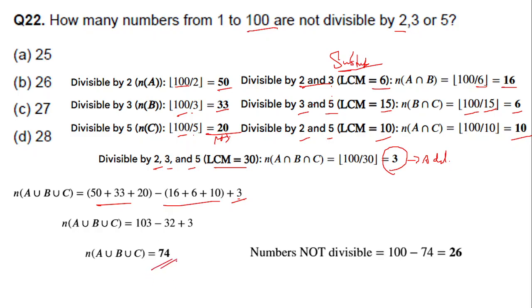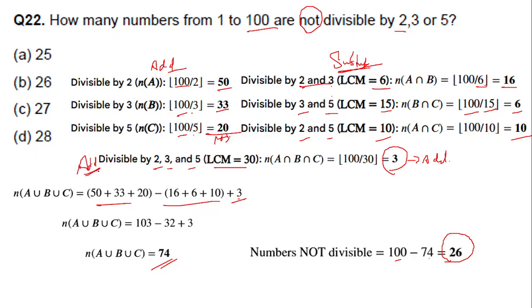Okay, but the question is about how many numbers are not divisible by 2, 3 or 5. Numbers not divisible. So we will remove this: 100 minus 74 is 26, which is the right answer. Be careful here. This first part we have to add. The second part, that is divisible by two numbers, this has to be subtracted. And the last part, divisible by all three, should be added.